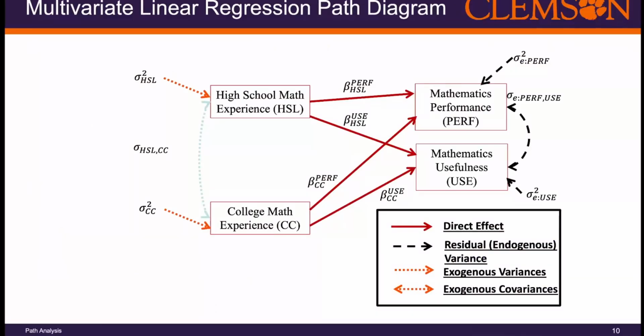So here's our previous model, our multivariate linear regression path diagram, where we left off last time. We took mathematics performance and mathematics usefulness and predicted both of those by high school math experience and college math experience. You'll note that both of these two variables are called endogenous variables. We have a residual variance for each. We have a residual covariance. High school math experience and college math experience are called exogenous variables. They would also have a variance and a covariance, right? They vary in what the values are, and they covary together. But we're not explaining what that variance and covariance happens to be.